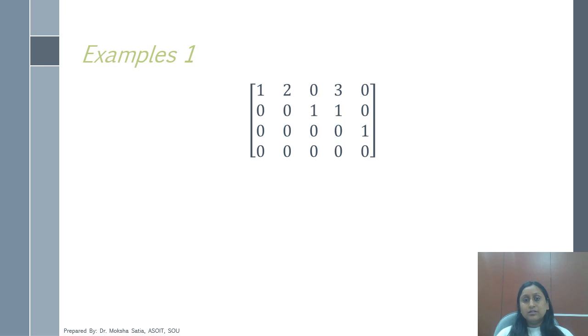So let's start with the first condition of row echelon form, that is of the zero row. This matrix has a zero row and this row is at the last, so it satisfies the first condition. Now the other three rows are non-zero rows, so we need to verify whether they have a leading one or not. The first row has a leading one, the second row also has a leading one, and the third row also has a leading one. So the second condition is also satisfied. Now you can see the third condition is also satisfied. There is no leading one in the preceding rows, so it is in row echelon form.